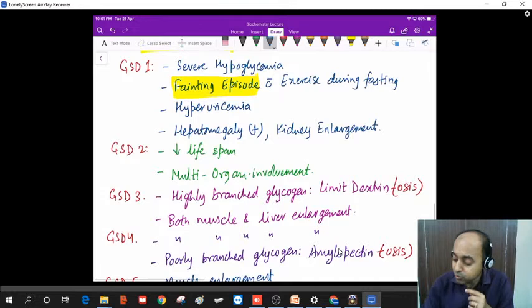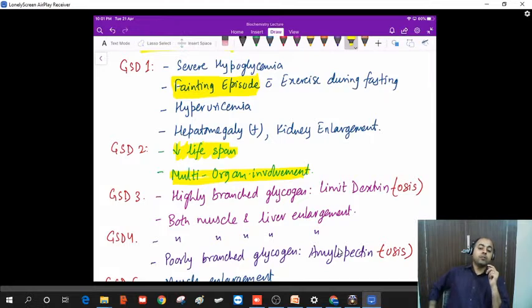In GSD type 2, the most important point that we need in the question is the decreased lifespan. In addition, multi-organ involvement will be there. There can be hepatomegaly, there can be abnormal fishes, there can be splenomegaly. So all that can be there.